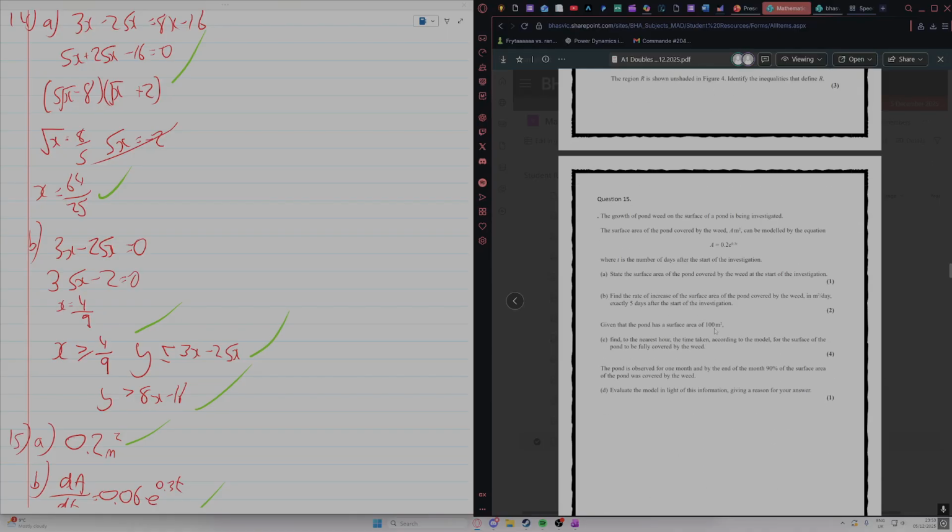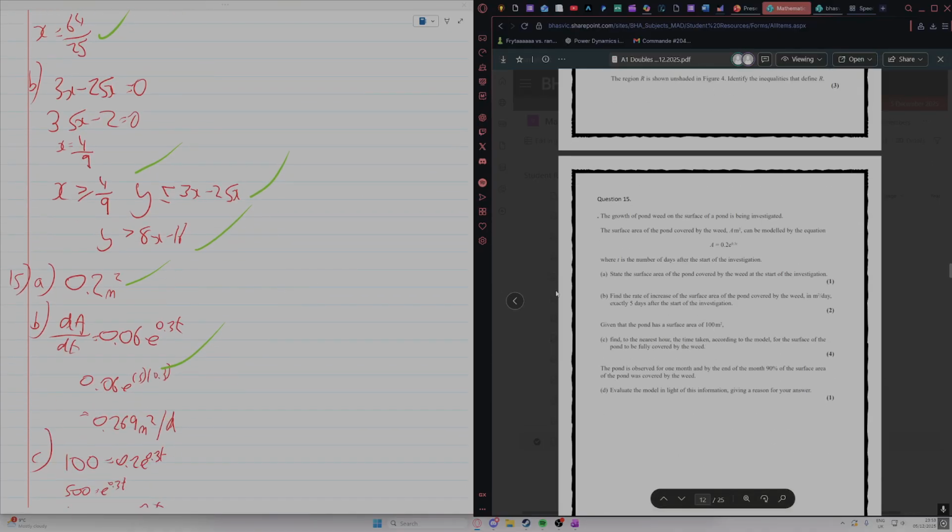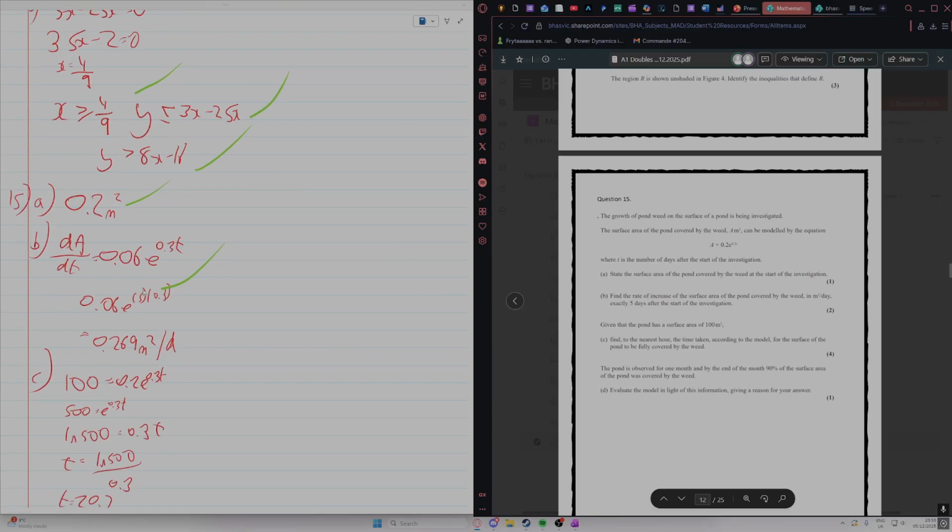All right, finishing off with some exponential modeling. Again, as I said in like 2 videos ago, they always like to ask you to state the initial value in the model where you set t to 0. At the start of the investigation, set t to 0, it's just 0.2. Rate of increase, exactly 5 days in, is just dA by dt when t equals 5. And you have to do meters squared per day because t is in days and area is in meters squared.